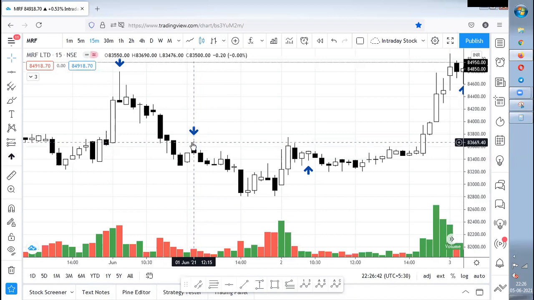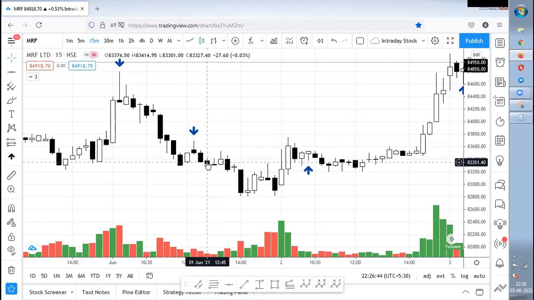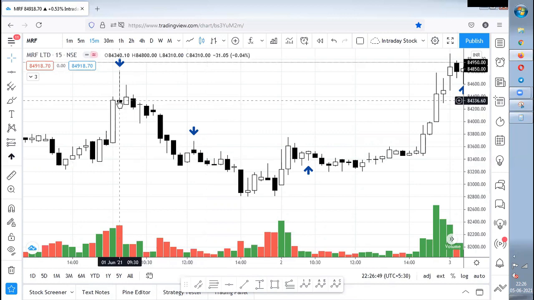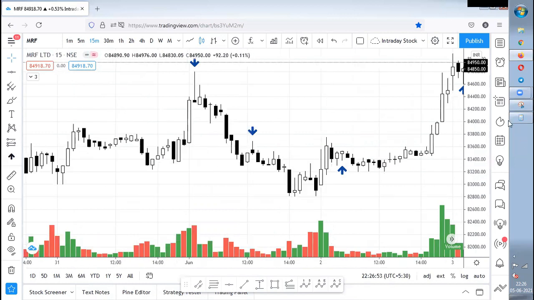So it is around 220 points. So you have got 220 points. So the net loss is nearly 220. But here, if you have taken an entry, your net profit will be 300 points. Yeah. So this is only on MRF.